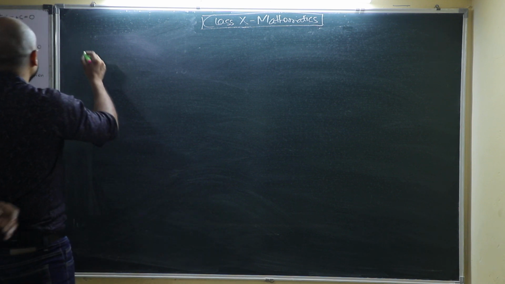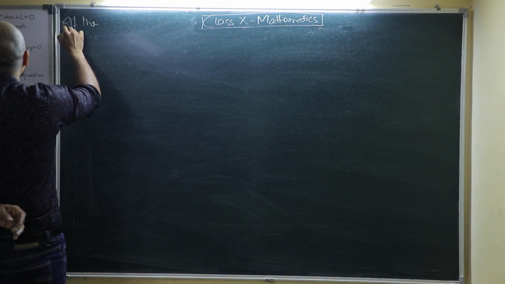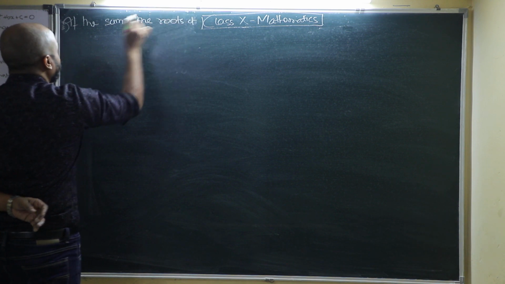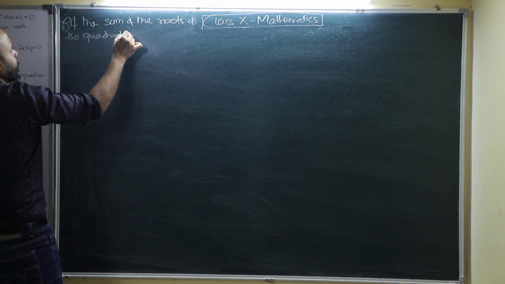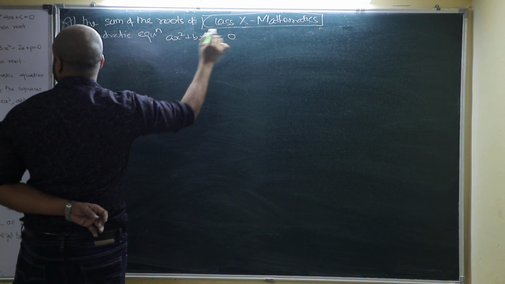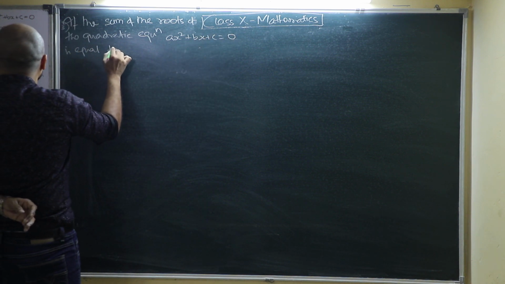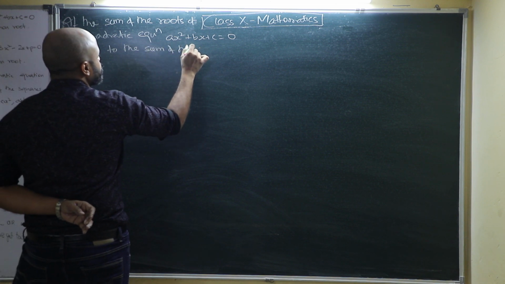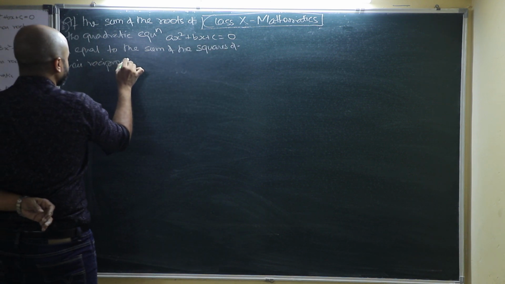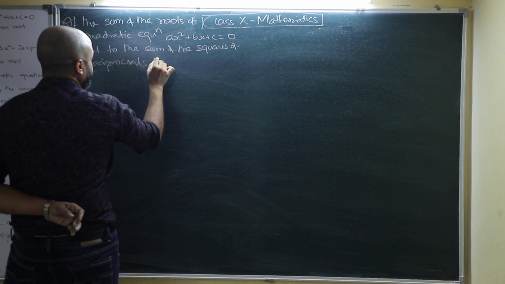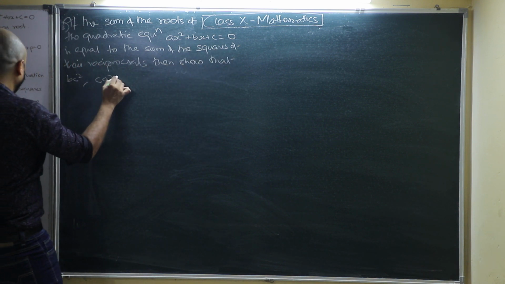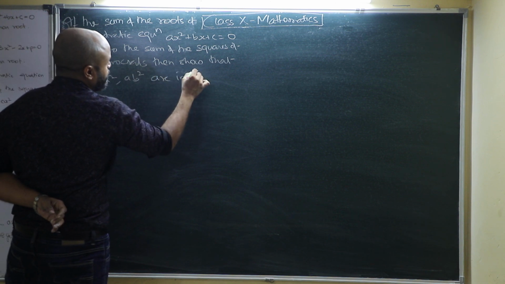Okay, so what we have here, this is the third problem that we are dealing with: if the sum of the roots of the quadratic equation ax square plus bx plus c is equal to 0 is equal to the sum of the squares of their reciprocals, then show that bc square, ca square, ab square are in AP.